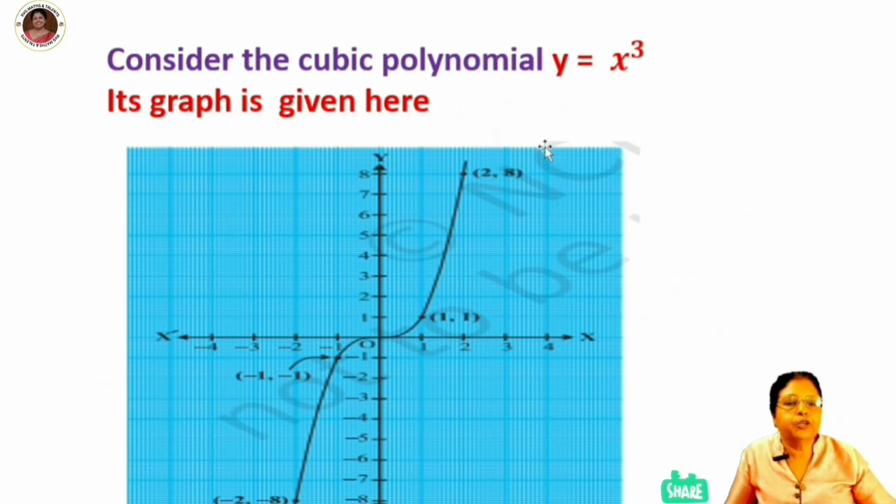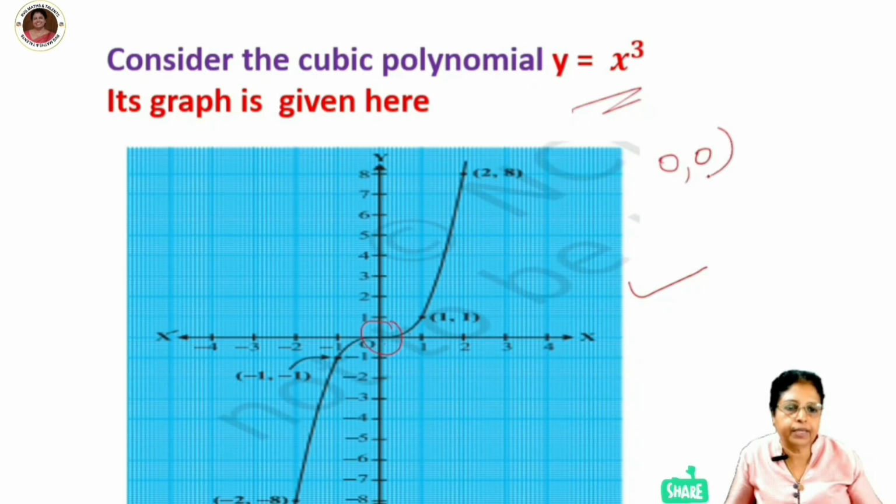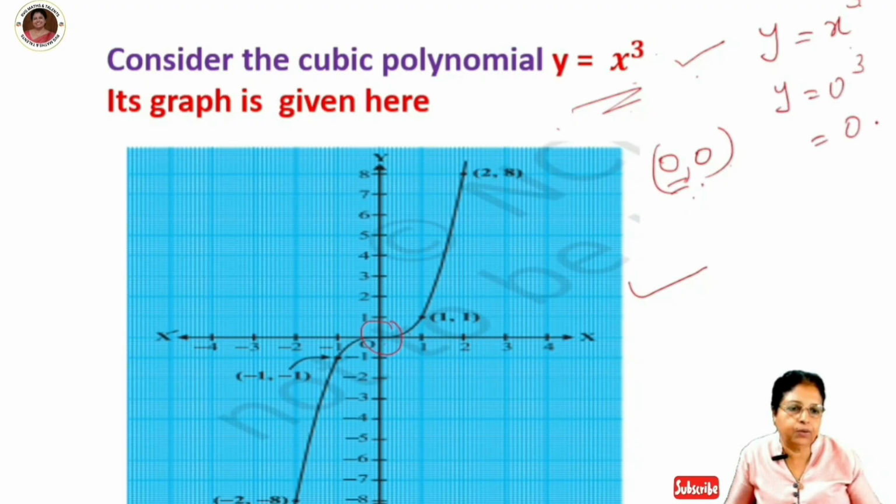Let us see another cubic polynomial. Y equal to x cube and its graph is given here. See here, the graph intersects the x-axis at one point, that is 0, 0. That means the x coordinate of this point is 0, and 0 is the only zero of this polynomial y equal to x cube. Here if you put x equal to 0, then y equal to 0 cube, that is 0. That means x equal to 0 is the only zero of this polynomial.